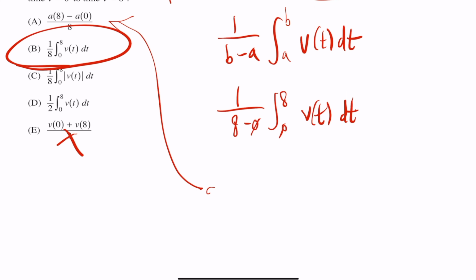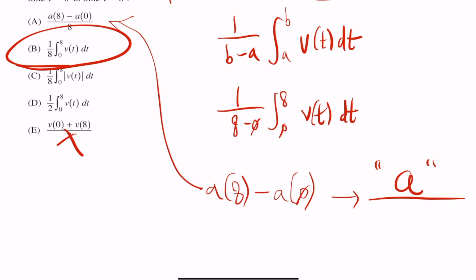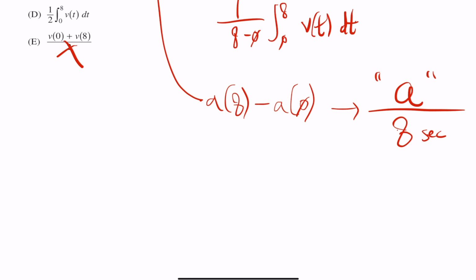If you take acceleration at t equals 8 minus acceleration at t equals 0, well, let me just say that's going to be some acceleration. Acceleration minus acceleration is some sort of acceleration. And the 8 is the time. They don't really say what that time is, seconds or minutes or whatever, but I'm just going to say this is seconds. Think about the unit.